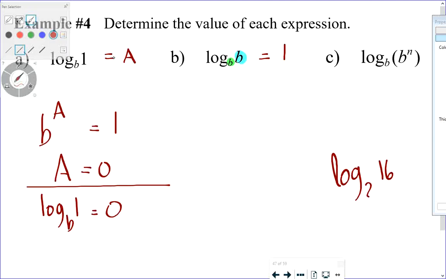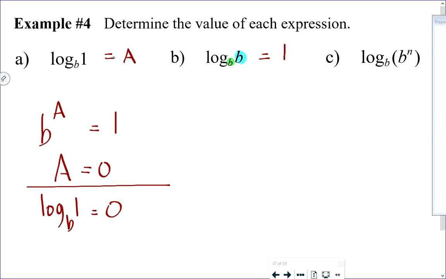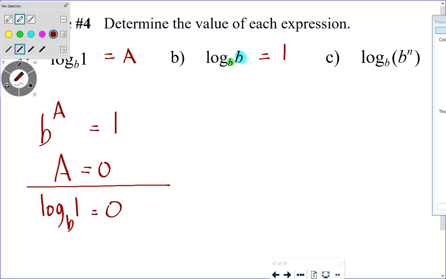C is either really easy or hard on the brain. How many of you know what log base b of b to the n is? What is it, Will? It's n. This is saying, to what do you raise this green highlighted thing to get this? Well, you raise it to the n. Well, it's equal to n.